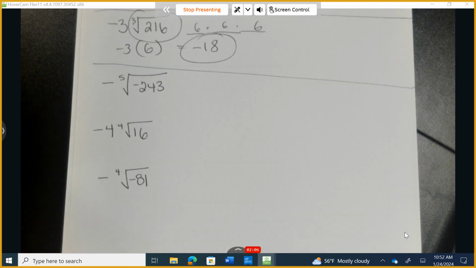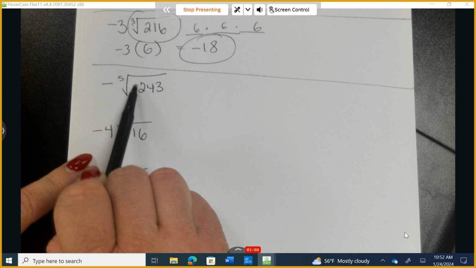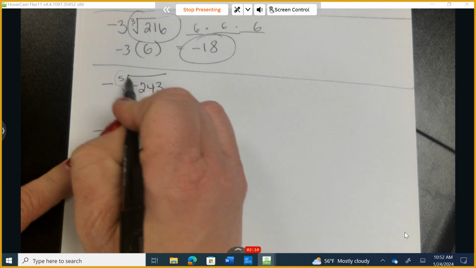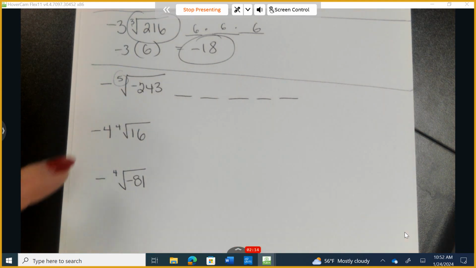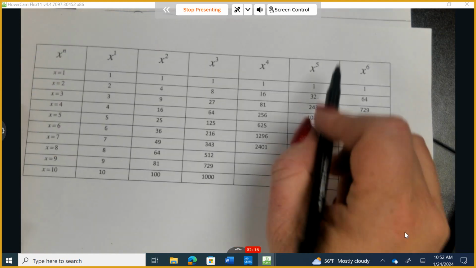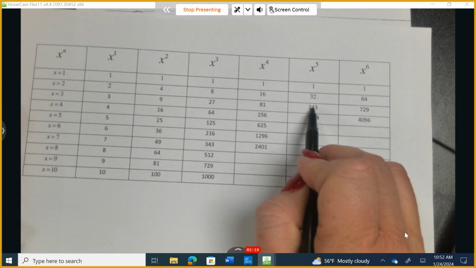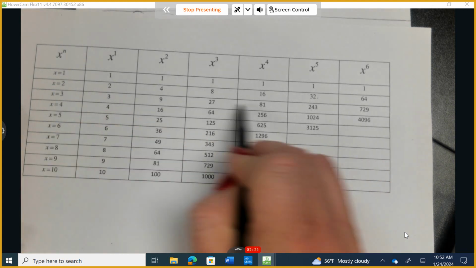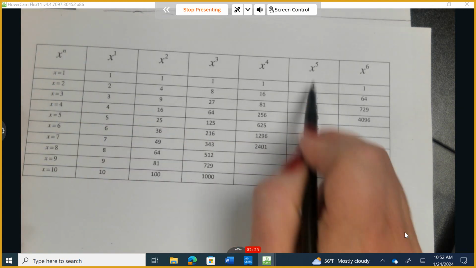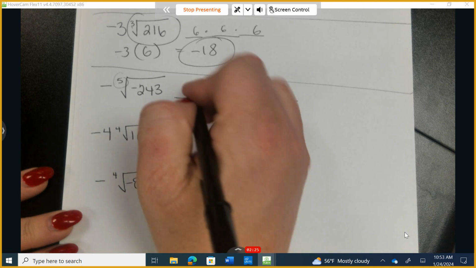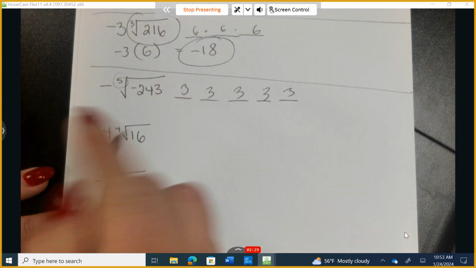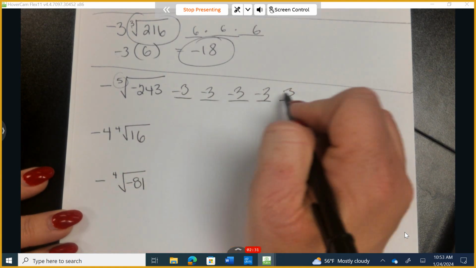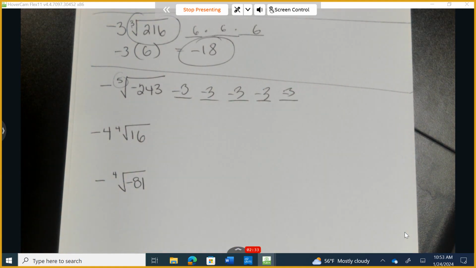Example number 3. Remember, I cannot distribute this negative sign through. I'm going to look into column number 5, and I'm going to find the 243. Column 5, here's 243. 3 times 3 times 3 times 3 times 3, 5 times, is 243. But I want to make sure to have a negative 243. So I'm going to throw a negative sign in front of all 5 values.